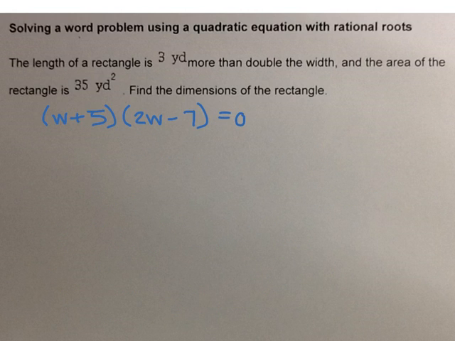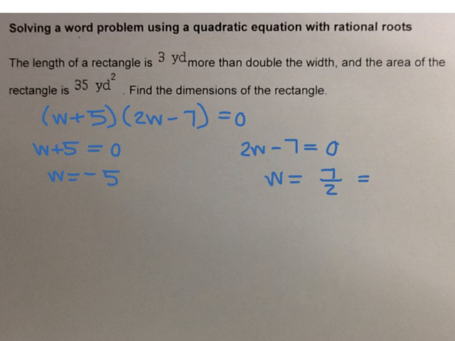Remember now, once we have it in this factored form, we have 2 sets of equations. So in order to make this true, we either have W plus 5 equals 0, or we have 2W minus 7 equals 0. So if this is the case, W equals negative 5, and this one, W equals 7 halves, or 3.5, right?